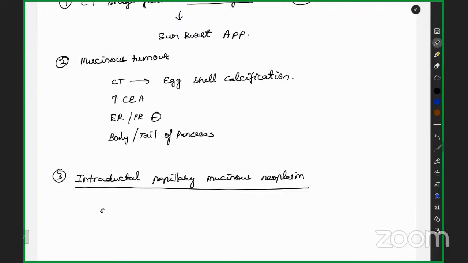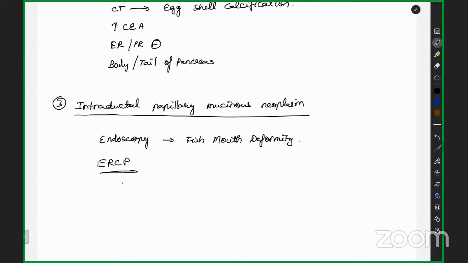The endoscopy appearance we are going to see is fish mouth appearance, fish mouth deformity. And this is going to be more common in the male, and on seeing in the ERCP, you're going to see the Ohashi triad.